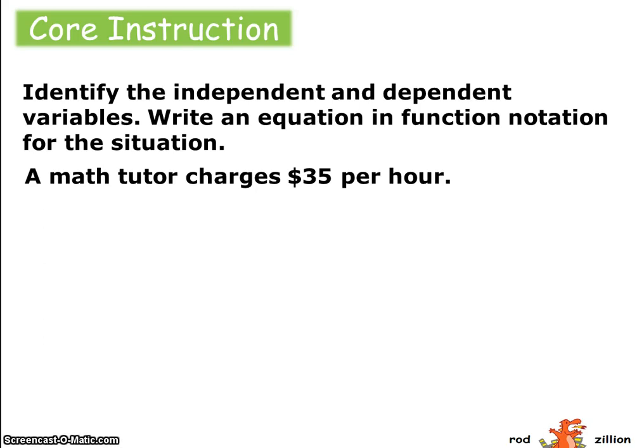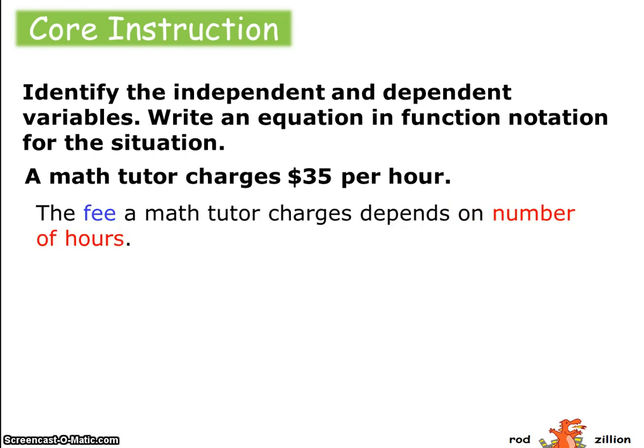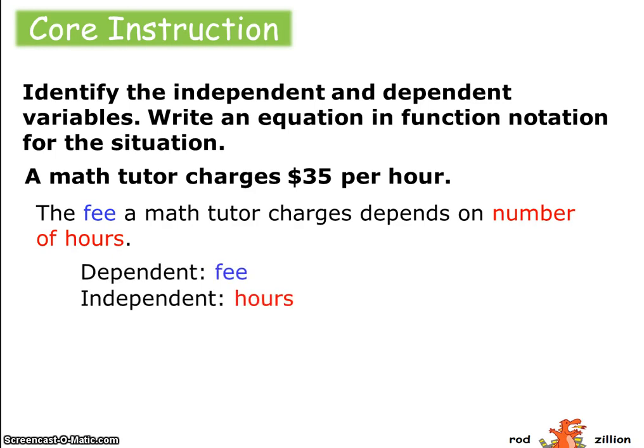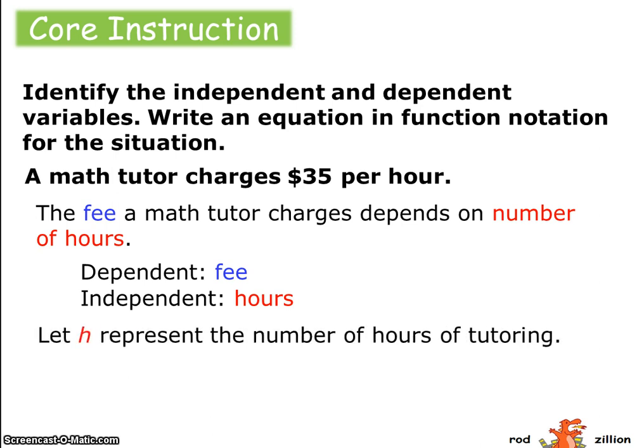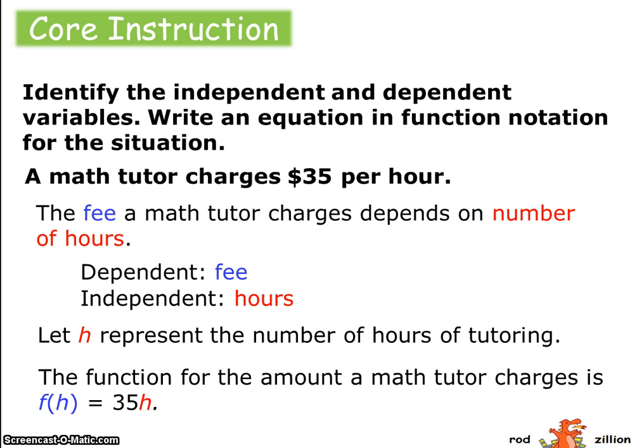A math tutor charges $35 per hour, not bad. The fee a math tutor charges depends upon the number of hours. The more hours, the more the fee. Consequently, the dependent variable is the fee, and the independent variable is the number of hours. So if I let h represent the number of hours of tutoring, then the function for the amount a math tutor charges is f of h equals 35 times h. Essentially, we're replacing the y, what would have been the dependent variable, with the function notation f of h.